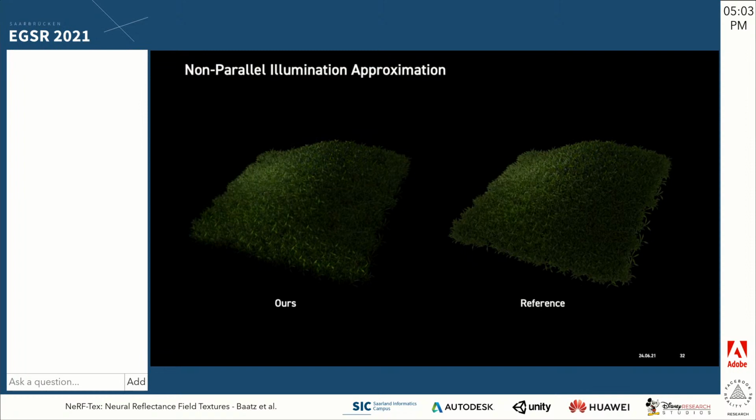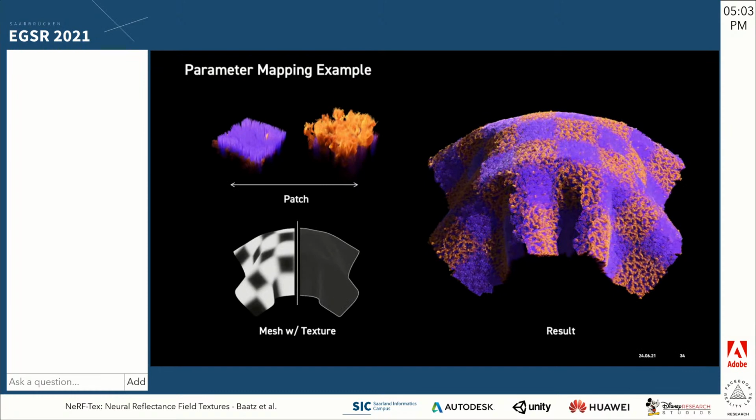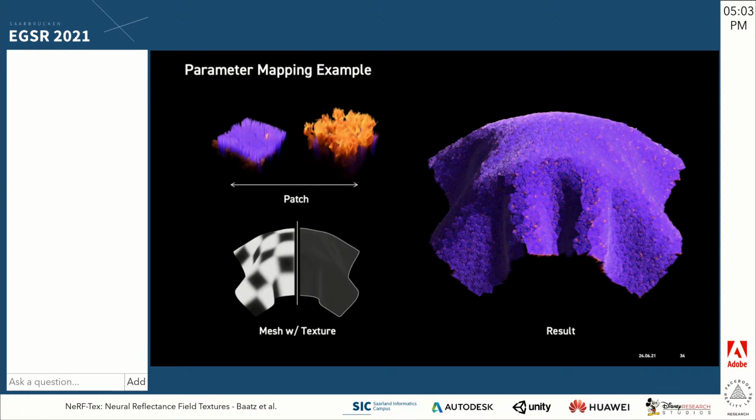Additionally, for each sample point, we find the nearest point on the base surface. The UV coordinates of this point are then used to look up the appearance parameters in a supplied texture mapped onto the surface. Coming back to our example from before, we can make use of a texture to vary appearance parameters spatially as well. For instance, here we apply a checkerboard pattern to modulate the length of the orange fibers.